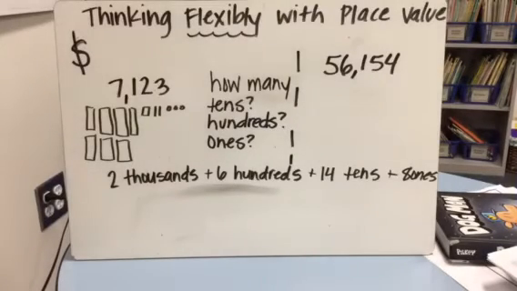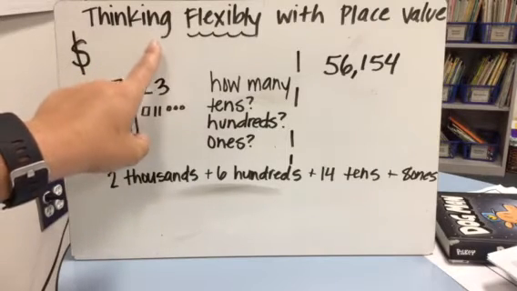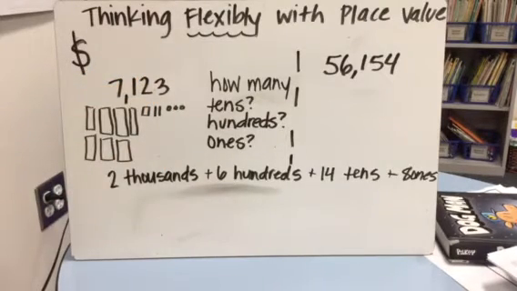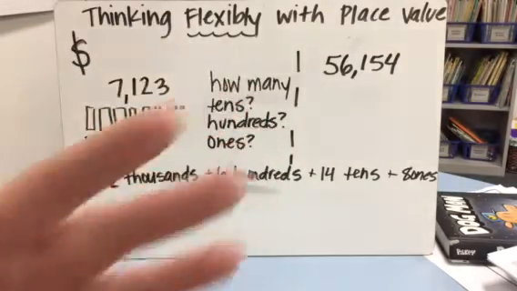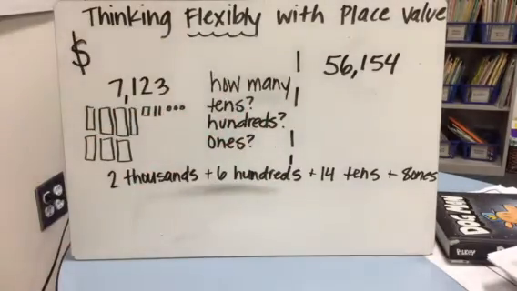In this video, I'm going to be modeling for you and thinking through some of the concepts that we will use to be able to think flexibly with place value. So what that means is we're able to kind of analyze a number and be flexible with what the digits are representing and kind of where the digits came from.